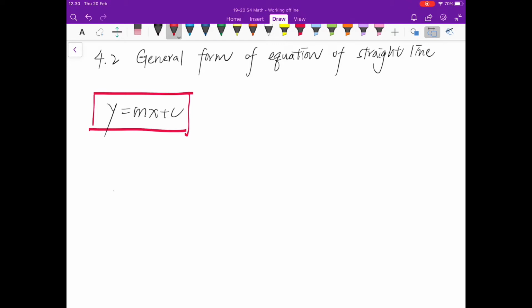In chapter 4.2, it is about the general form of the equation of a straight line. Basically, we can express the equation of a straight line in one way, that is y equals mx plus c. And we call this slope intercept form. There are two pieces of information in this form. The first one is m. It represents the slope of the equation of the straight line. And c represents the y-intercept.